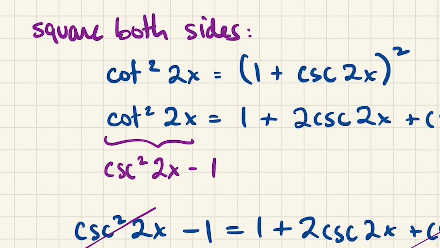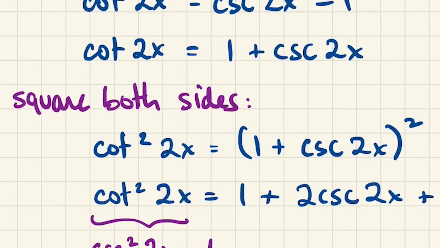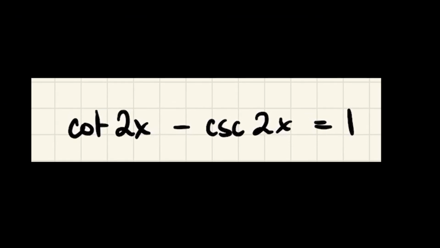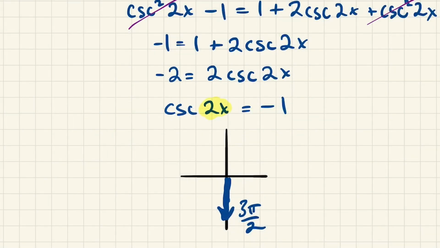Now, we did square both sides of this equation, so we ought to verify that this actually holds water in the original equation. So we didn't solve for x. We just solved for that green blob angle. So when that green blob angle is 3 pi over 2, does this equation work? Cotangent of 3 pi over 2 is 0, and cosecant of 3 pi over 2 is negative 1. So 0 minus negative 1, is that equal to 1? Yes. So the one and only solution we found does work so far.